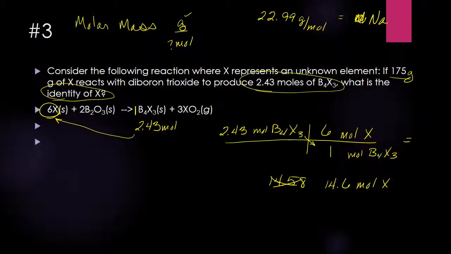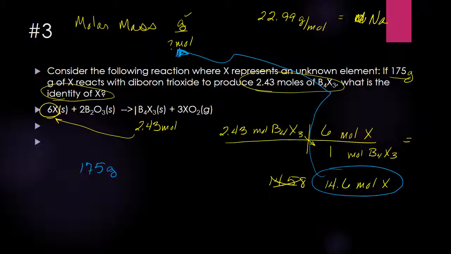So our final step to finish this problem, well, almost the final step, is you take this number and you plug it in to that equation. So we end up with 175 grams divided by 14.6 moles of X, and you end up with 11.998. Well, let's just change that to 12 grams per mole. Who has a molar mass of 12? Or if you want to get picky with sig figs, 12.0. Yes, that's carbon, and you are done. The identity of X is carbon.